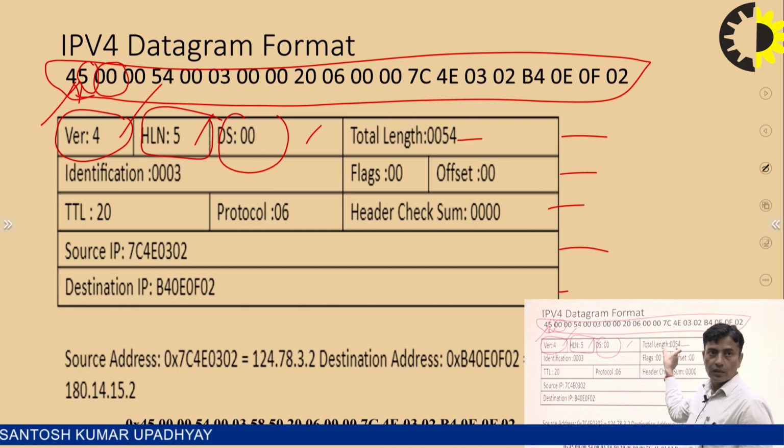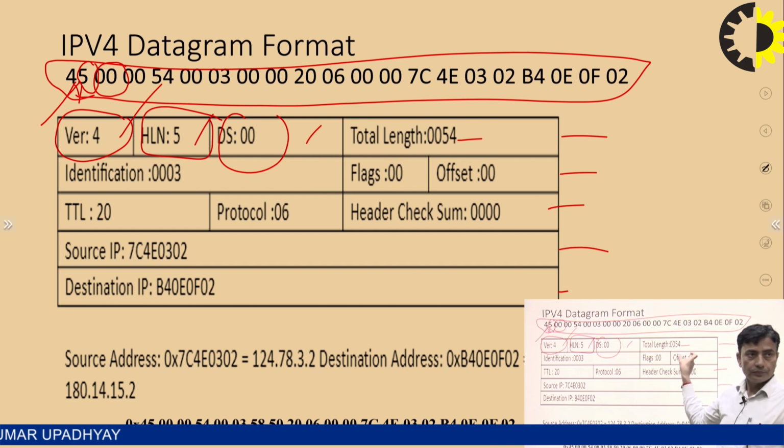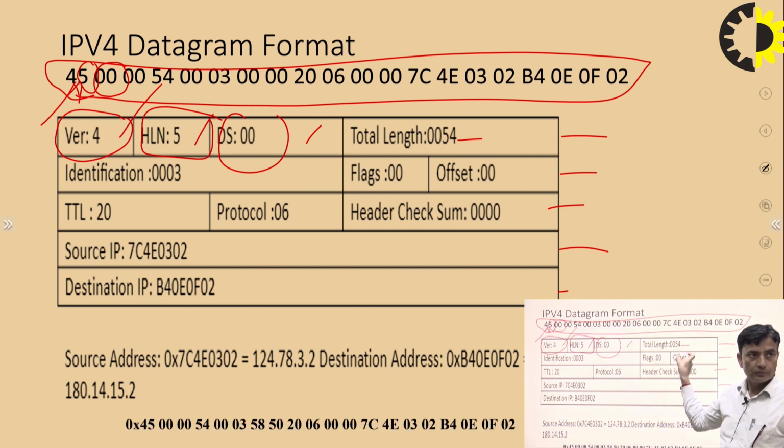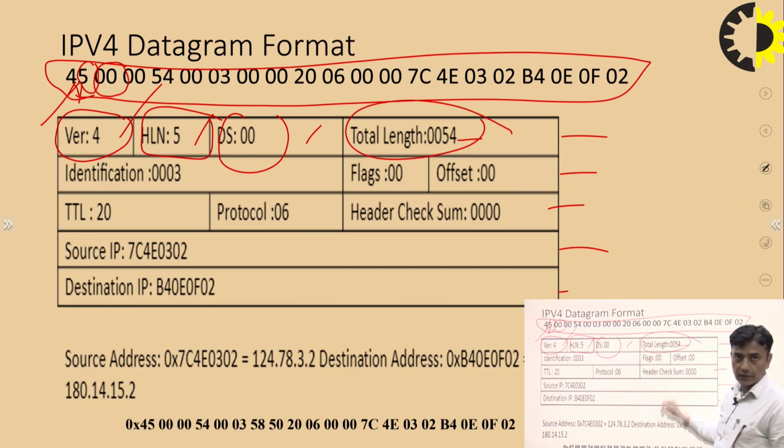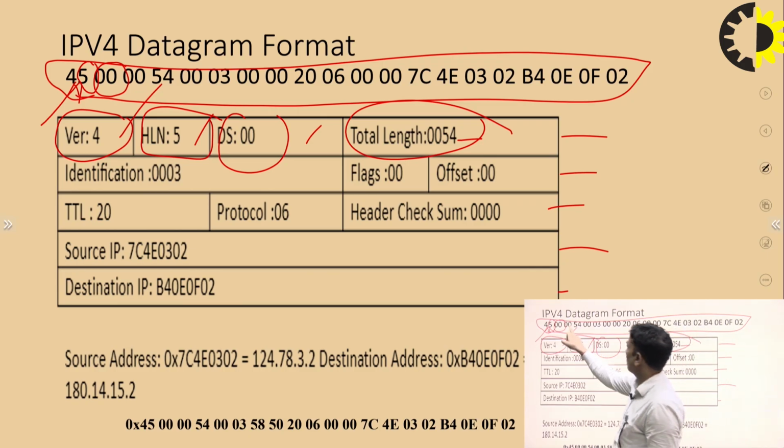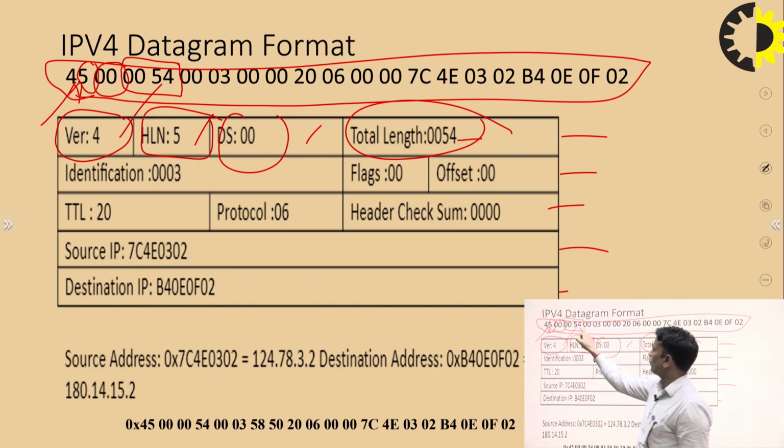Next, 16-bit for total length. So 16-bit means 4 symbols, right? The next 4 symbols, this one, 0054, is written here.